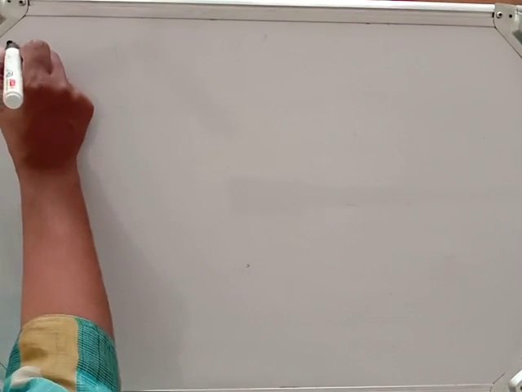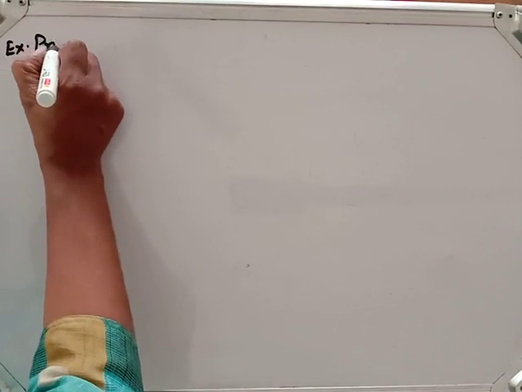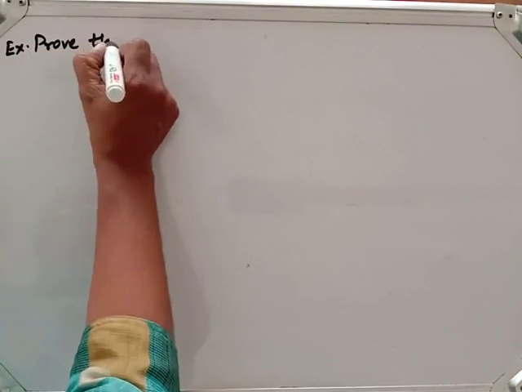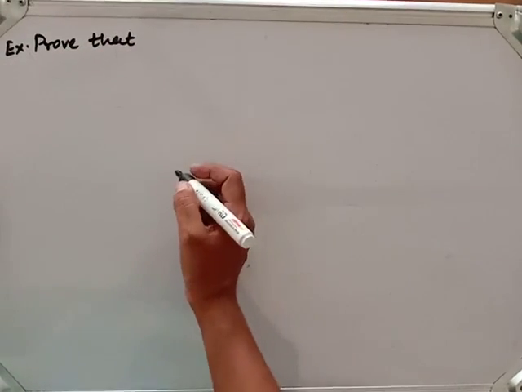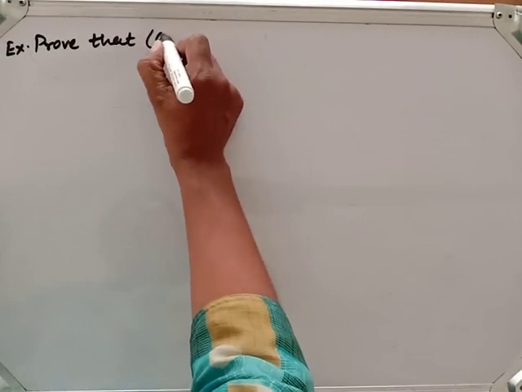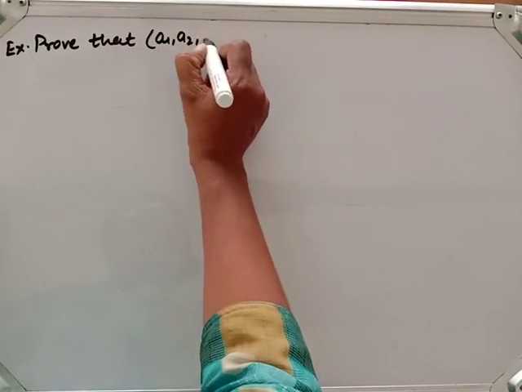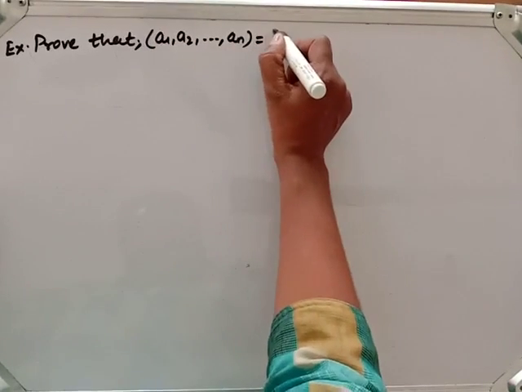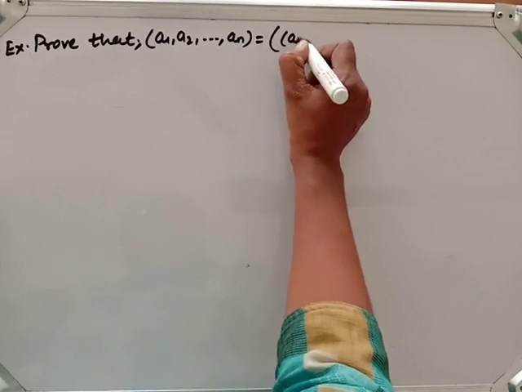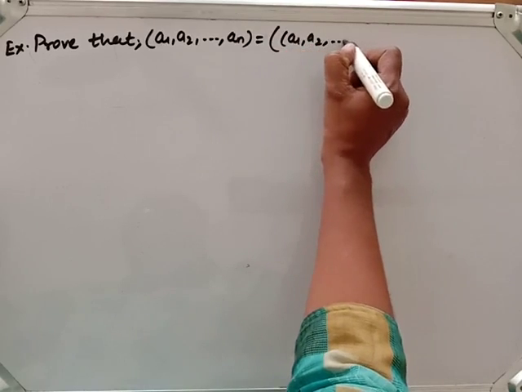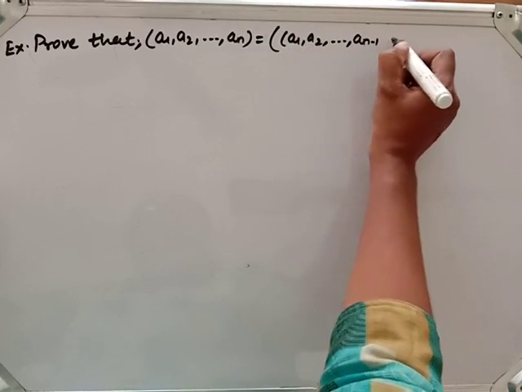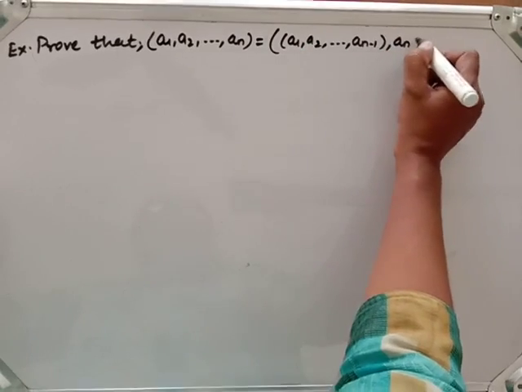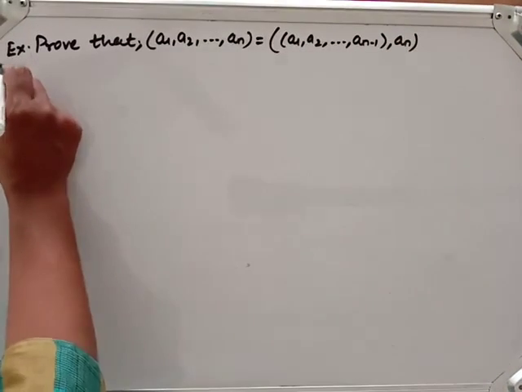So let us prove this part first as an example. Our example is: prove that the GCD of A1, A2 and so on up to AN is the same as the GCD of (A1, A2 and so on up to AN minus 1) and AN. So, proof of this one.